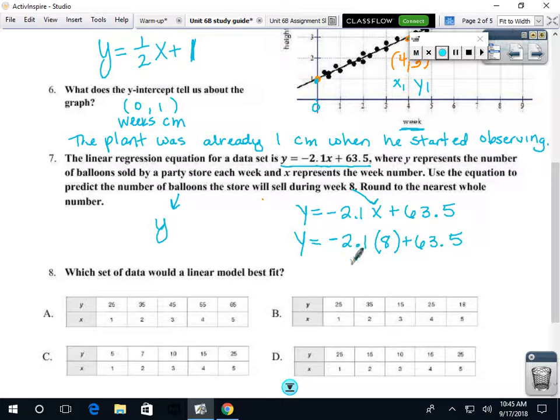Okay, and you should have gotten 46.7. But we're talking about what? What does the Y represent? Balloons. Can you have 46.7 balloons? So we'll just go and round that up to 47 because balloons would be a whole number, right?